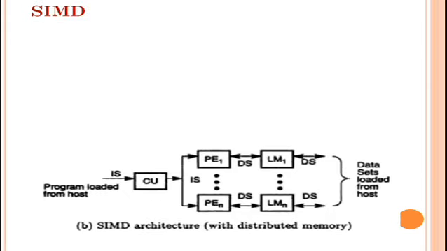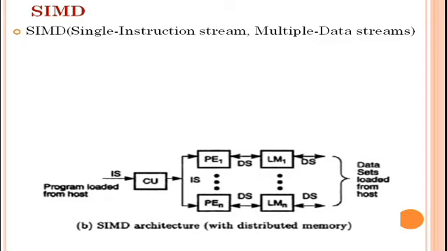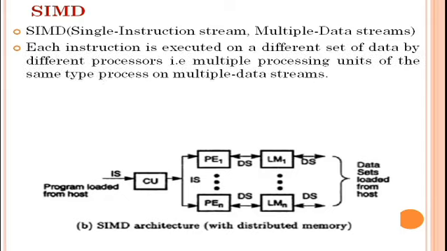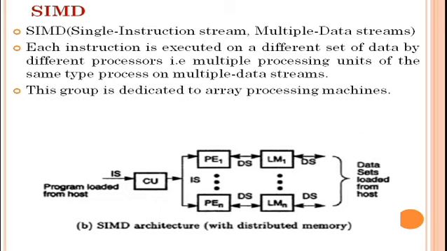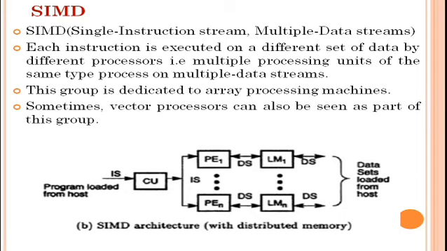Now coming to SIMD, that is a single instruction stream and multiple data streams. Each instruction is executed on a different set of data by different processors. That is, multiple processing units of the same type process multiple data streams. This group is dedicated to array processing machines. Sometimes vector processors can also be seen as a part of this group.